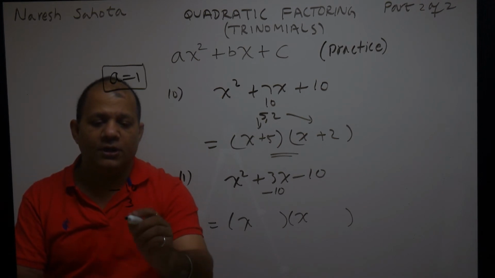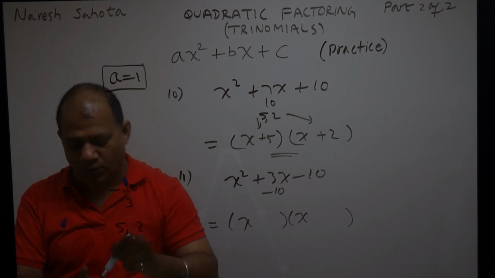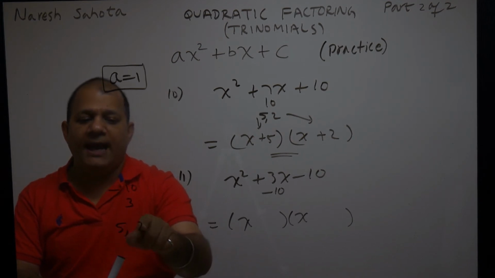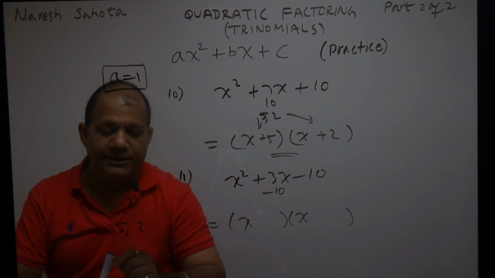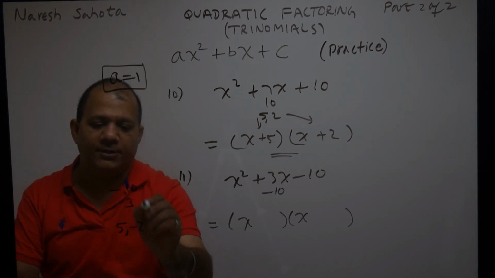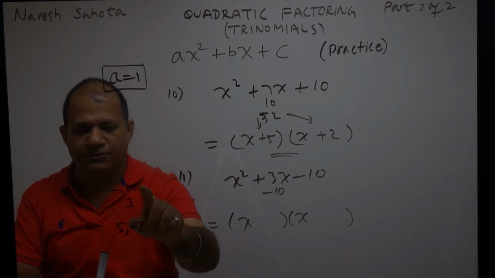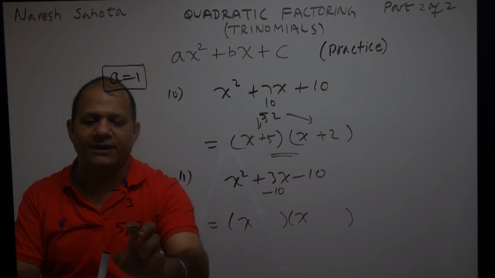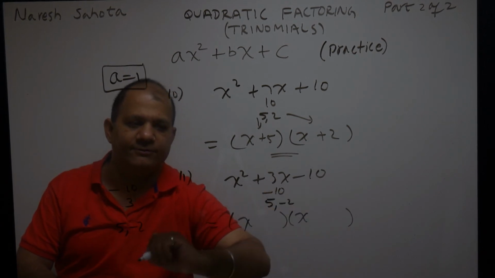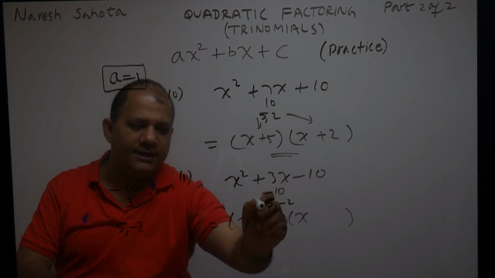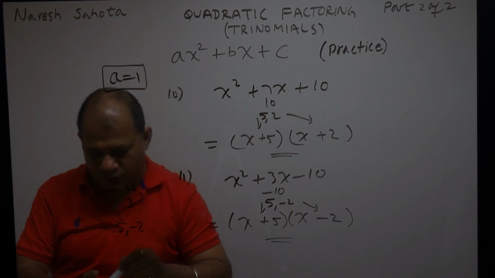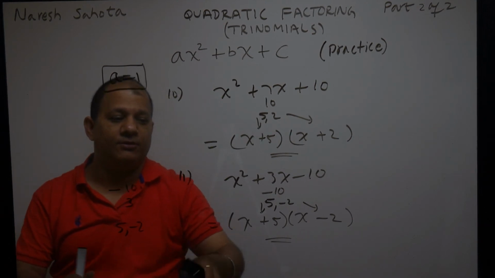So 5 and 2 are the factors of 10. One of them needs to be negative because I want them multiplied to give me negative 10. But when I add them, I want a positive 3, not a negative 3. That tells me that the negative has to go on the smaller number, right? So 5 times negative 2 is negative 10, and when I add 5 and negative 2, I get positive 3. So that's my combination, 5 and negative 2. Once you've found those, you simply stick them here, x plus 5 and then x minus 2. So that's the answer there for number 11.